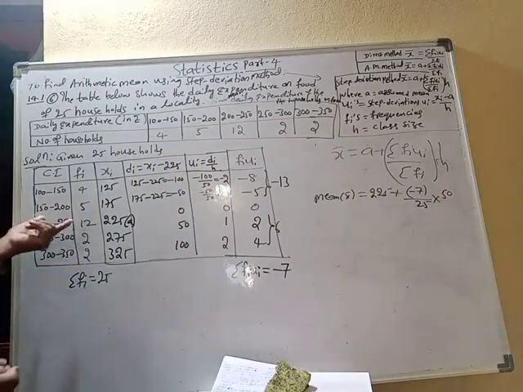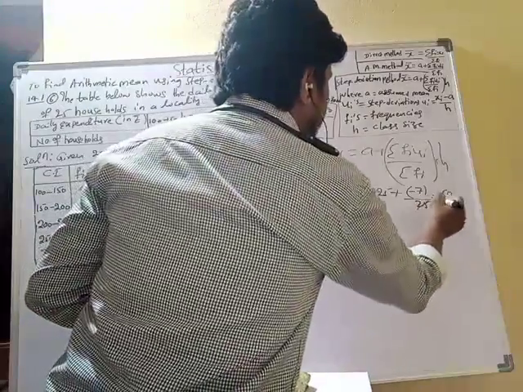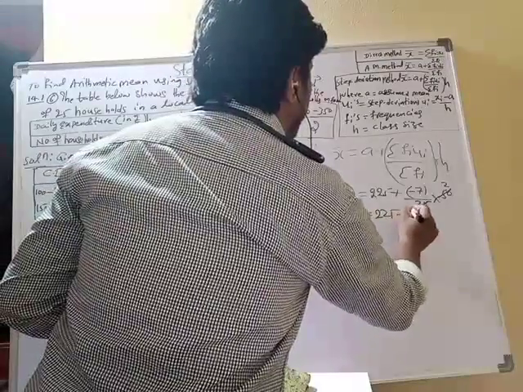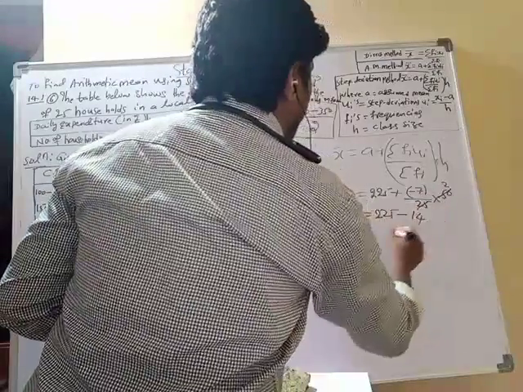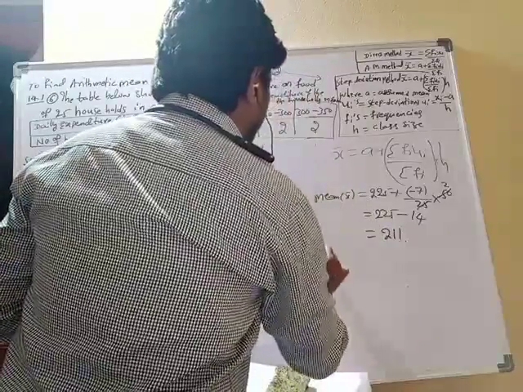Class size is upper limit minus lower limit, that is 50. Cancel: 5 ones are 5, 5 twos are 10. That is 225 minus 7 twos are 14, that is 211.